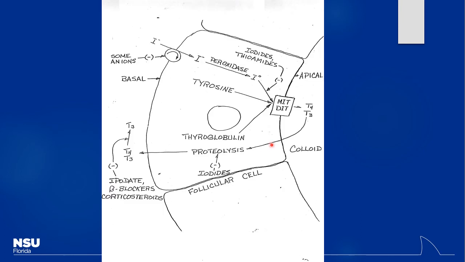So anyway, how do we actually produce thyroid hormone? What's the process here? I'll go over this textually in a slide or two. But essentially, what you're going to have is iodide coming into the actual cells within the thyroid gland, right?